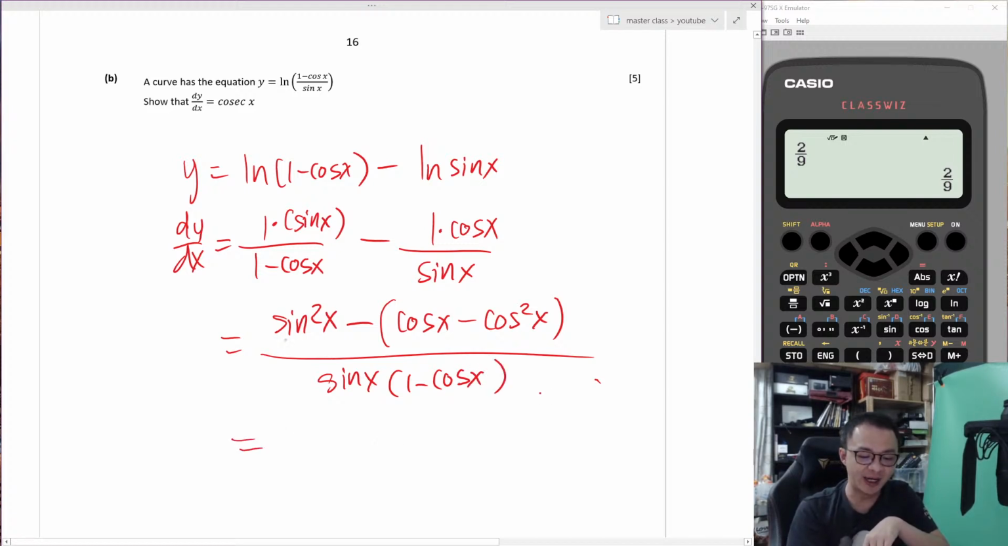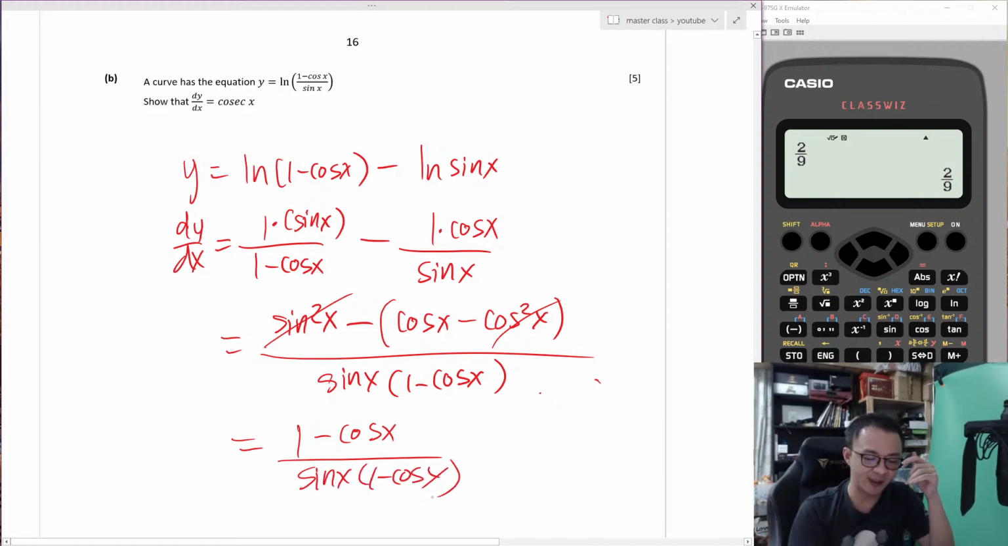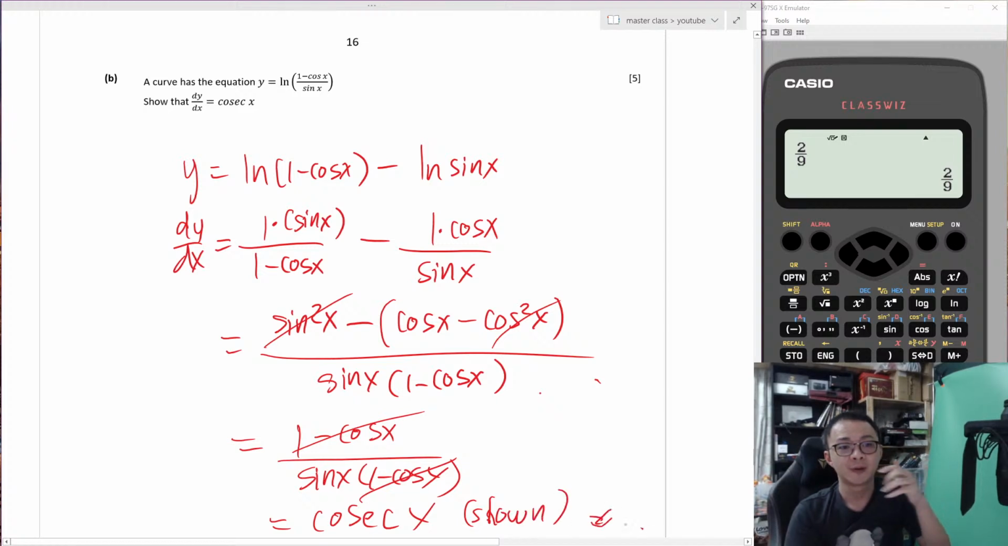Alright, then here I have the sine square x plus cos square x. Sine square x plus cos square x equals to 1. So top is 1 minus cos x over sine x 1 minus cos x. Then I can cancel out. Is 1 over sine x is cosecant x. Shown. Okay, so yeah, some trigo with differentiation. When you do that time, make sure you don't make a mistake there.